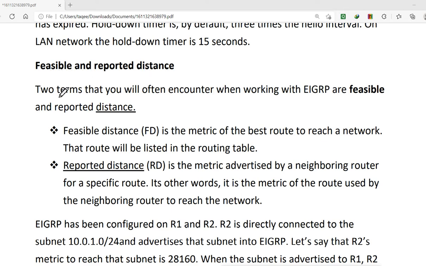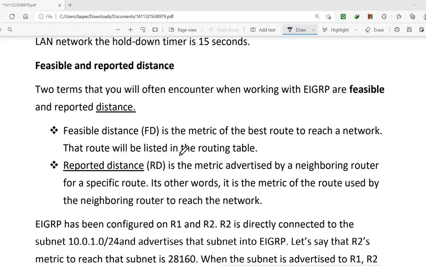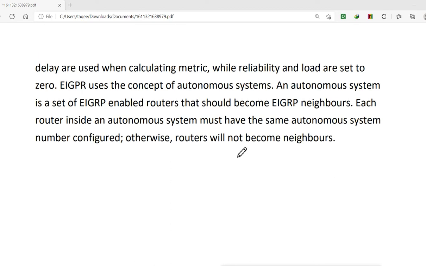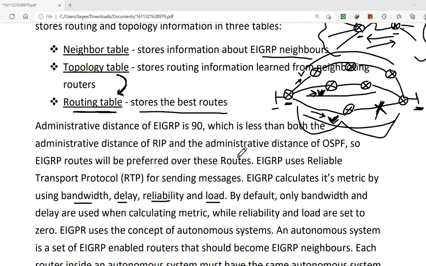These two terms that you will often encounter when you're working with EIGRP are feasible and reported distance. First, feasible distance is the metric of the best route to reach a network. That route will be listed in the routing table, and this is the feasible distance. So feasible distance is the best one, which we add into the routing table. Like for example, in these 3 routes, this one is the best path.